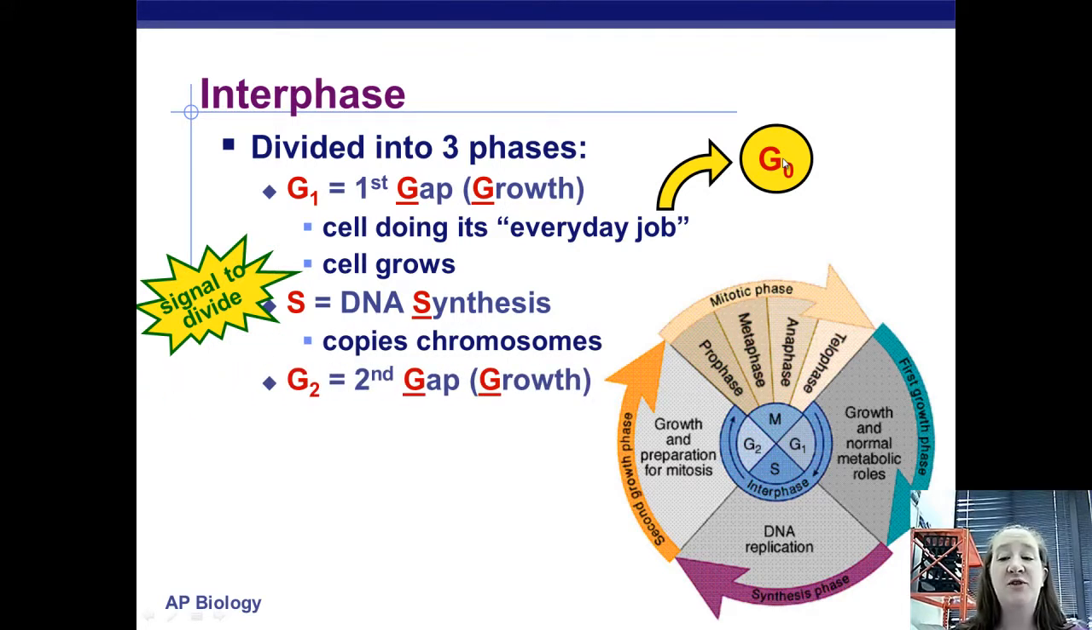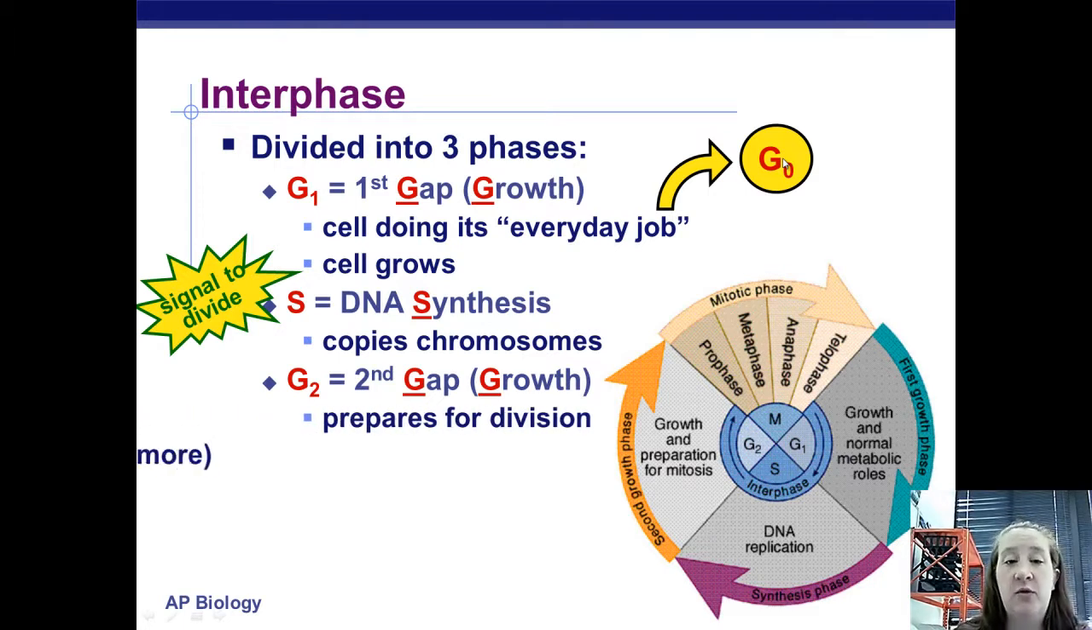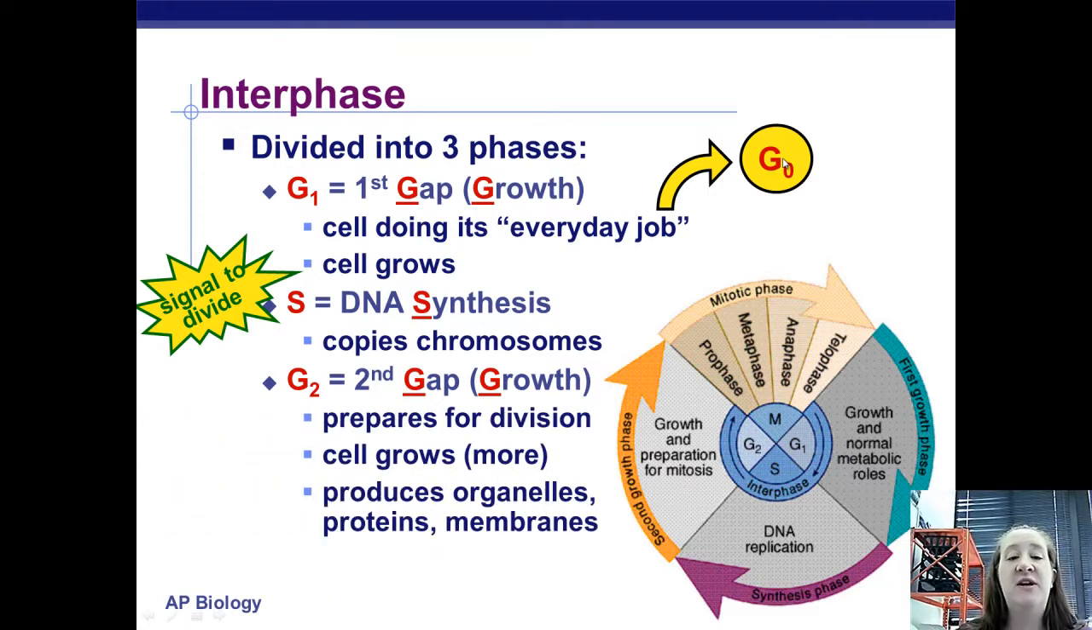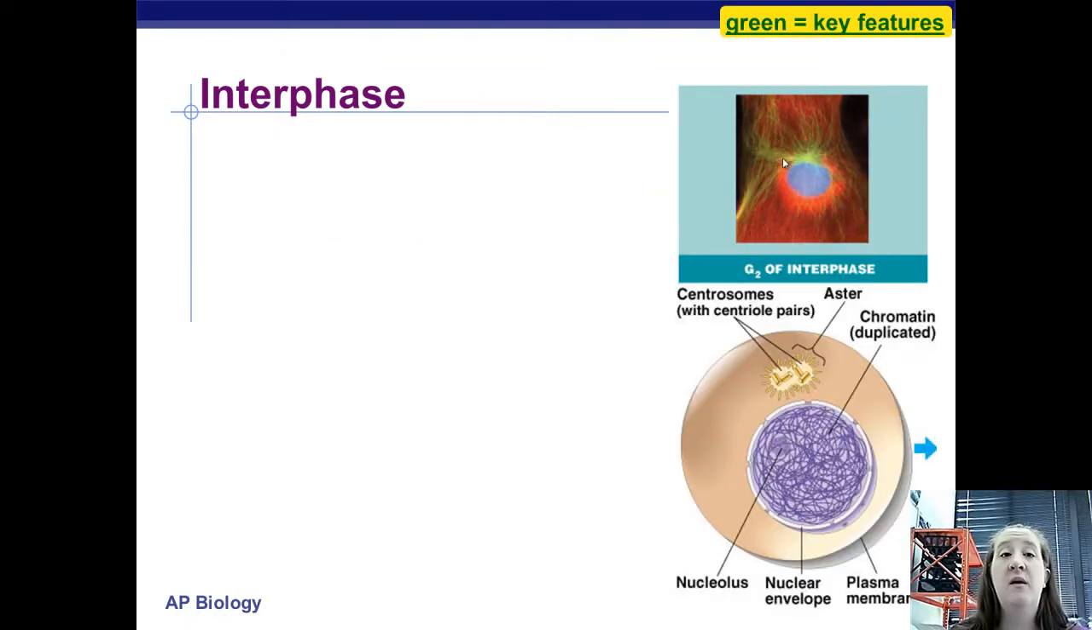Okay? Then after the S phase, the cell goes into G2, or the second growth, or the second gap. It's going to do a little bit more growing. It's going to prepare for division. It's going to make copies of its organelles, its proteins, its membranes, to make sure there's enough stuff for two cells, and it'll get ready.